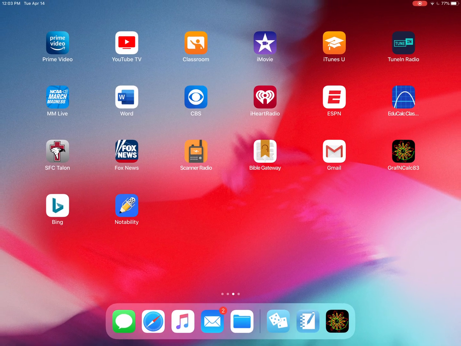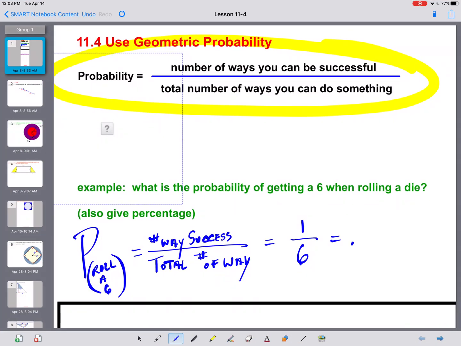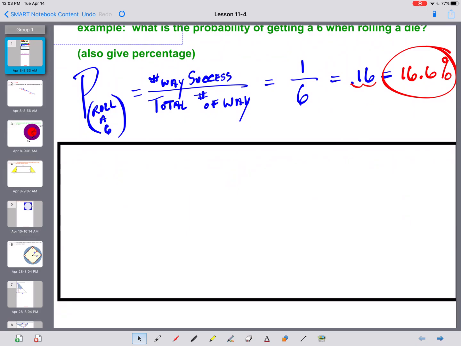That's 0.16. Now, I want it as a percentage. What do you do to get it as a percentage? Yep, you move the decimal place 2 places to the right. Here it is, 16.6%. There we go.